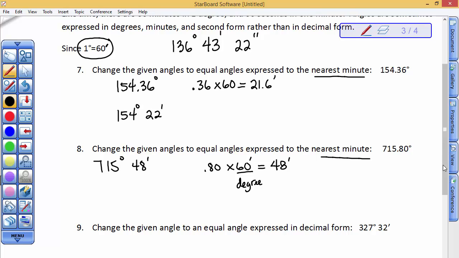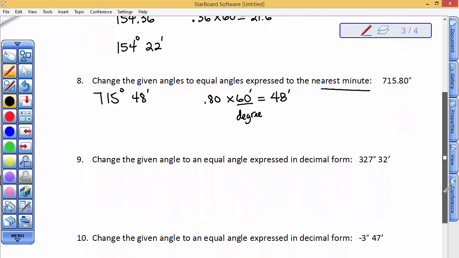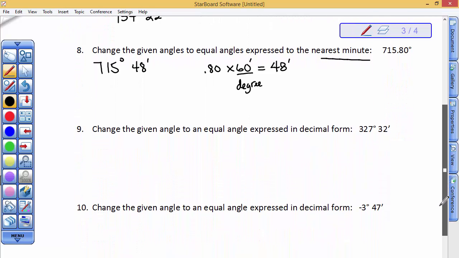If I want to go in the other direction, I just have to divide to get this into decimal format. So, 32 minutes is just over half, close to half of 60. And remember, there's 60 minutes in a degree. So all you have to do is take 32 and divide it by 60. Up here you were multiplying by 60. 32 divided by 60 is 0.53, repeating.